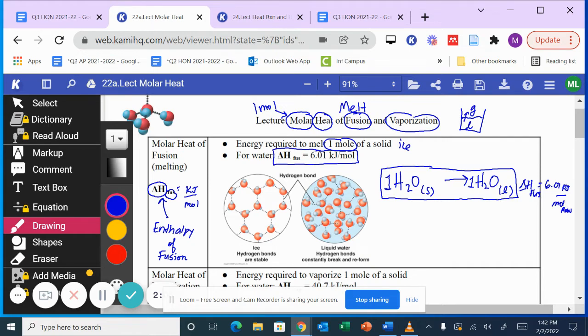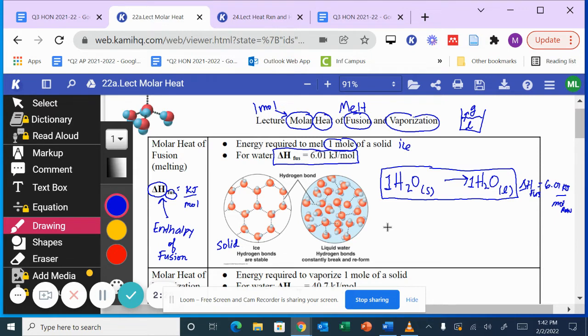And on the molecular scale here, you can see in the solid ice, you have hydrogen bonding that is rigid, and these molecules are vibrating in place. But as you turn them into liquid, the hydrogen bonds can break and reform, requiring energy to do that, about 6.01 kilojoules for every mole. And now you have the liquid right here.